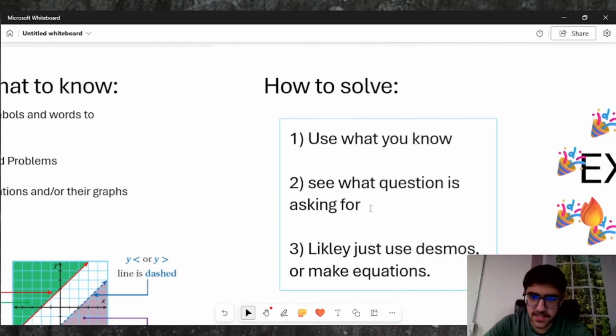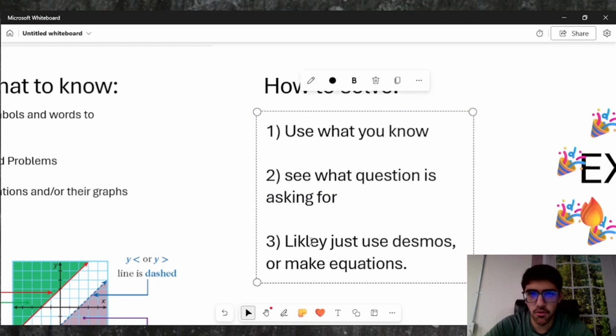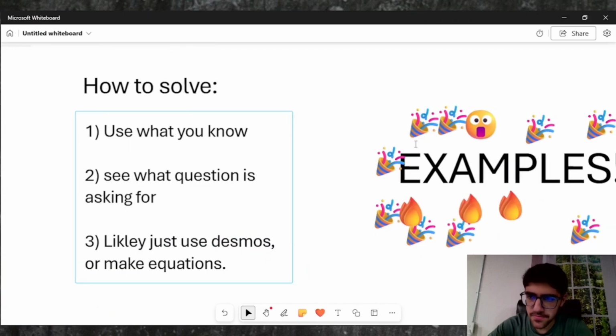Just see what the question is asking for. Does it want an equation? Does it want a graph? Does it want a solution? Most of the time, it's just going to be to use Desmos or make an equation based on a scenario. Sometimes you can use a graph to interpret the question. So just use Desmos. But yeah, let's move on to the examples.